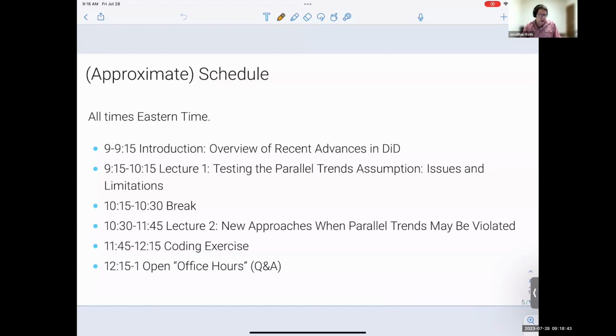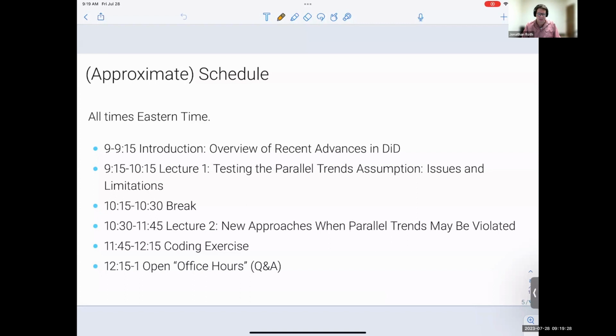So the schedule approximately is that I'll give that brief introduction. I'll then have lecture 1, which will be about problems. What if we're not sure parallel trends holds? How can we test for it? And then what are the issues and limitations with those tests? I'll hopefully get you sufficiently scared that everything you're doing is wrong that we'll need a short break for everyone to go to the bathroom and get some food or whatever. Then we'll come back for a second lecture thinking about solutions to these problems. So hopefully you'll be a little less scared when we conclude, because not all hope is lost.